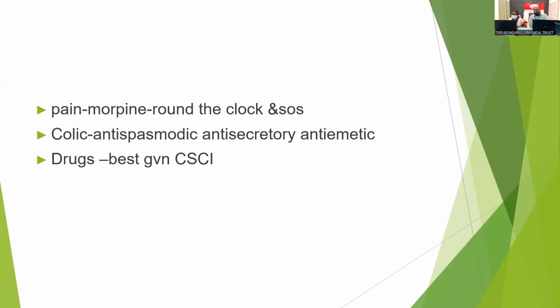To manage the pain, morphine is usually used. It's the drug of choice and will help with the pain. Make sure the patient has round the clock availability of morphine and enough for PRN doses also. In case of a severe breakthrough pain episode, the patient should be given morphine. In case of colicky pain, you may have to go for an antispasmodic, antisecretory, or antiemetic. And the best choice of route of administration would be continuous subcutaneous infusion.